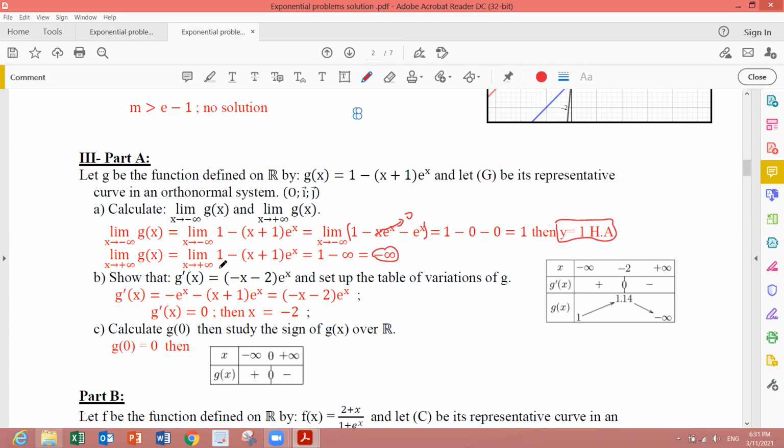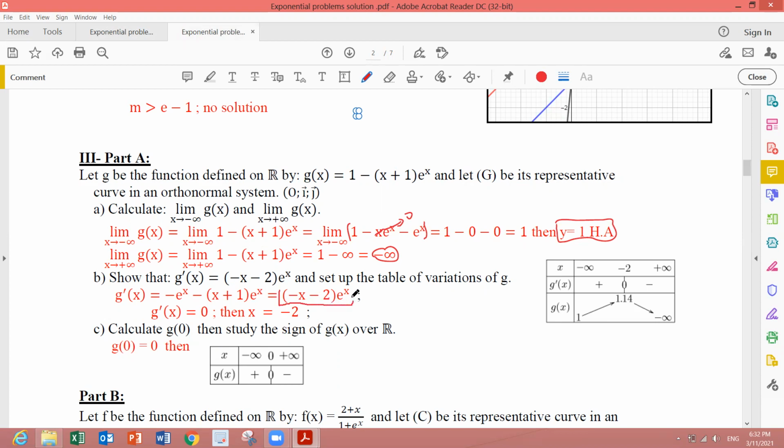Part B. Show that g prime of x equals minus x minus 2 times e to the x and set up the table of variations. Now g prime of x, derivative of 1 is 0, minus u prime, derivative of x plus 1 is 1, u prime is 1 times e to the x, minus v or plus v prime, which is e to the x times (x plus 1), so minus (x plus 1) e to the x. We can take e to the x common. It becomes minus 1 minus x minus 1. It becomes minus x minus 2.